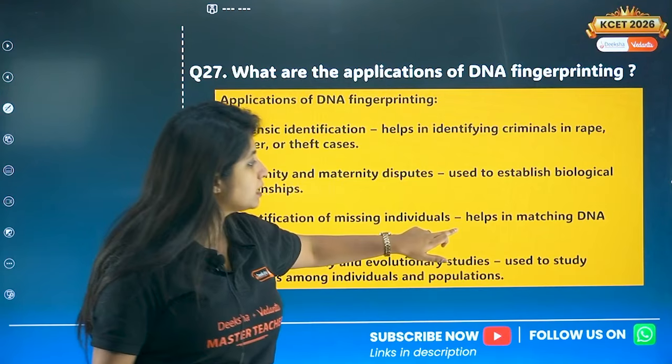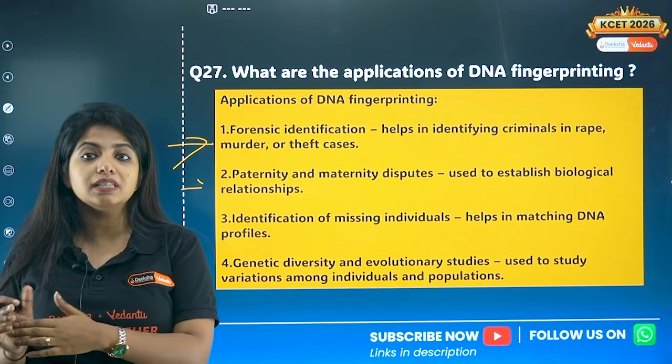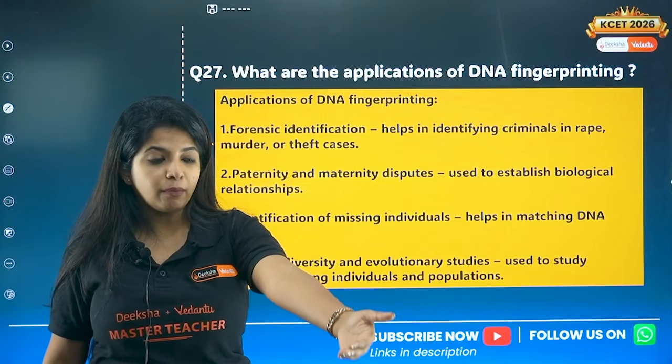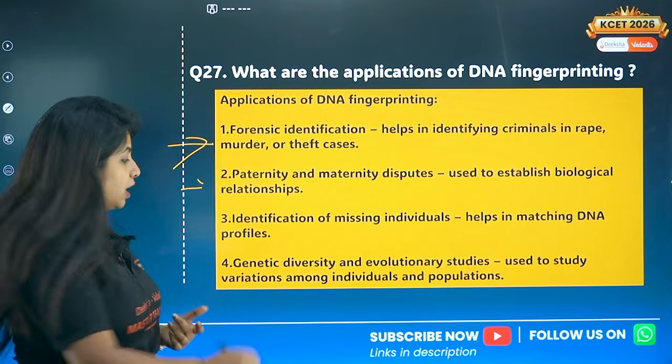Now identification of missing individuals. Again, if I have the DNA sample, I know this was a thing, and from some missing individual I find the same type of thing, I get to understand.